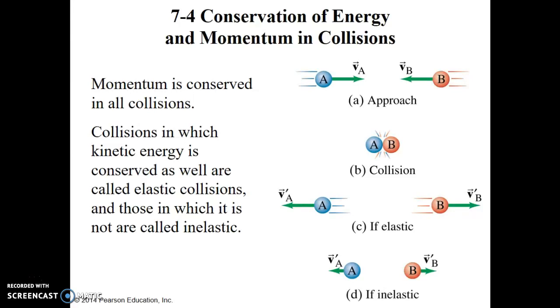Now, whenever you have a collision, two objects hitting each other, we can always say that momentum is conserved. However, we can't always say that energy is conserved. Sometimes we can, sometimes we can't. If energy is conserved, then likely these velocities will be similar to what they were before the collision. That's a minor point. The important thing here is that if the energy is conserved in a collision, then we call it an elastic collision.